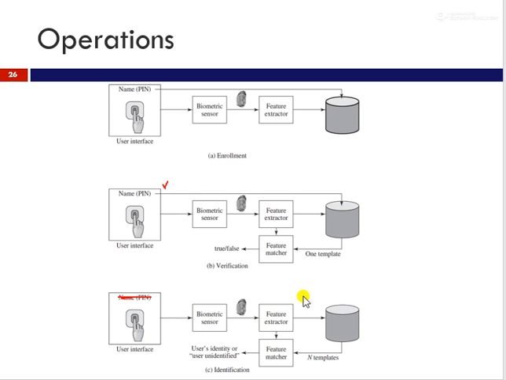The feature extractor will generate a template over here, and now this template is matched against all the stored templates in the database. There are n templates over here. The feature matcher will match the generated template against all these stored n templates in the database, and wherever a match occurs, it gets the user ID out of it and tells us that this user is identified as ABC or XYZ. So that's why we call it 1-to-n matching. Verification is 1-to-1 matching.